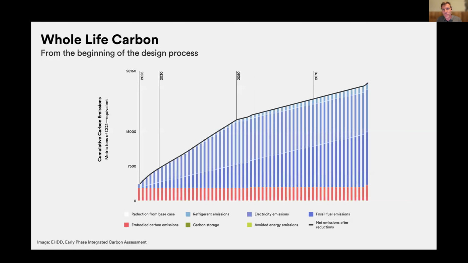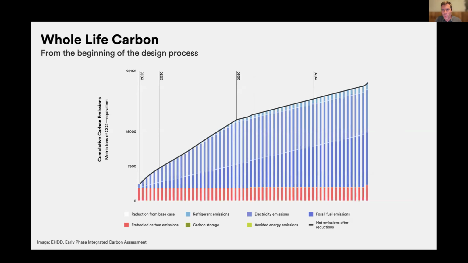I want to call out some work that we've been doing. I'll give the briefest, probably just 1-minute demonstration of the tool itself, but EHD developed the early phase integrated carbon assessment, an early phase tool to help drive whole carbon decisions from the very beginning of a project when data is scarce, but the potential for reductions is high. It's available totally open access and free online.